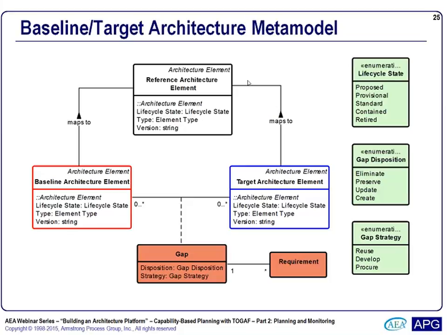What are we going to do? Are we going to eliminate it, preserve it, update, create a thing? And then for the strategy, are we going to reuse an existing thing, develop something, or are we going to go buy something? So this gets into, again, some of those coarse-grained decisions that we're often asked to make in Phase E, opportunities and solutions.